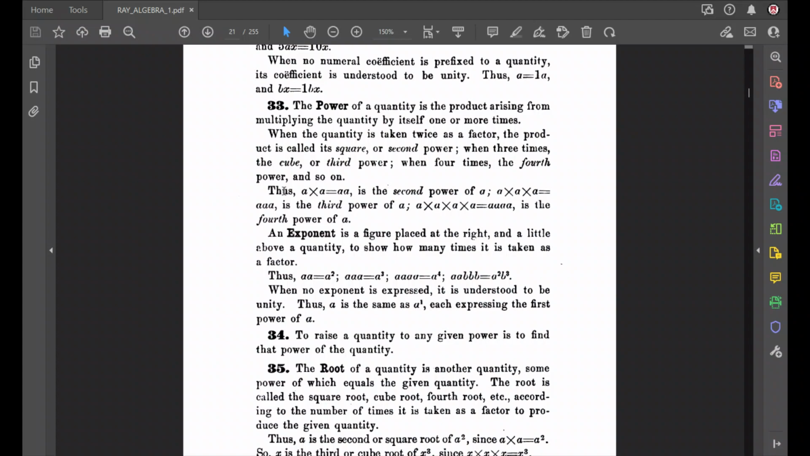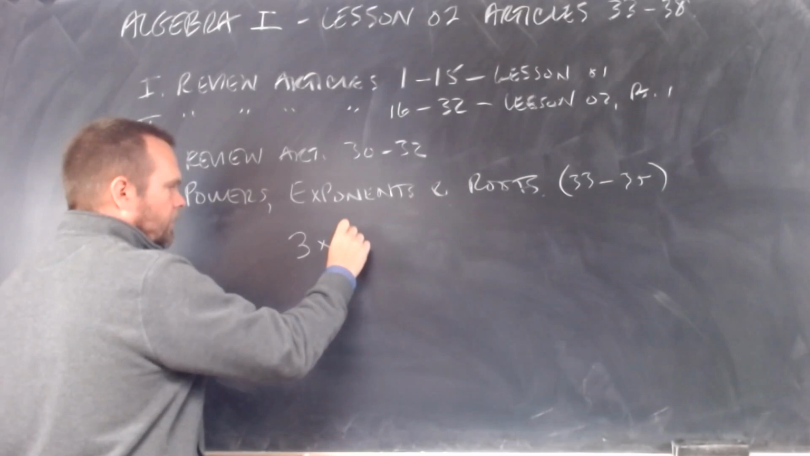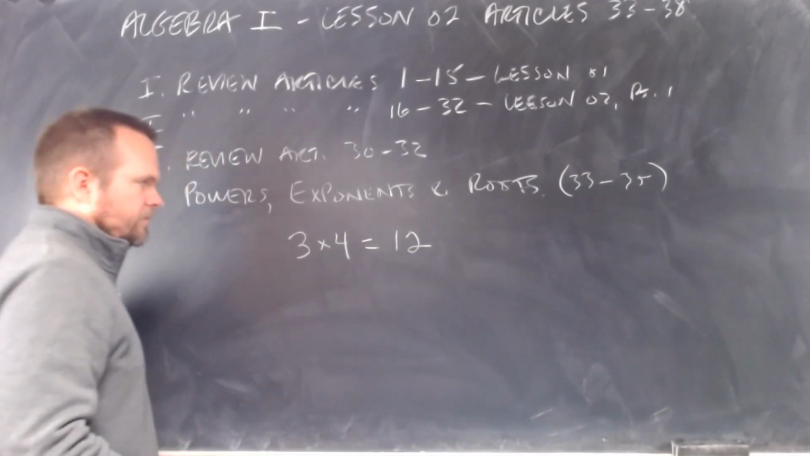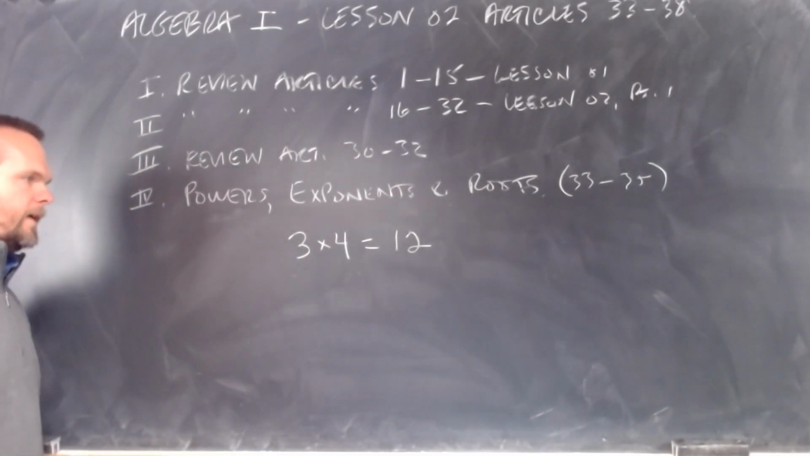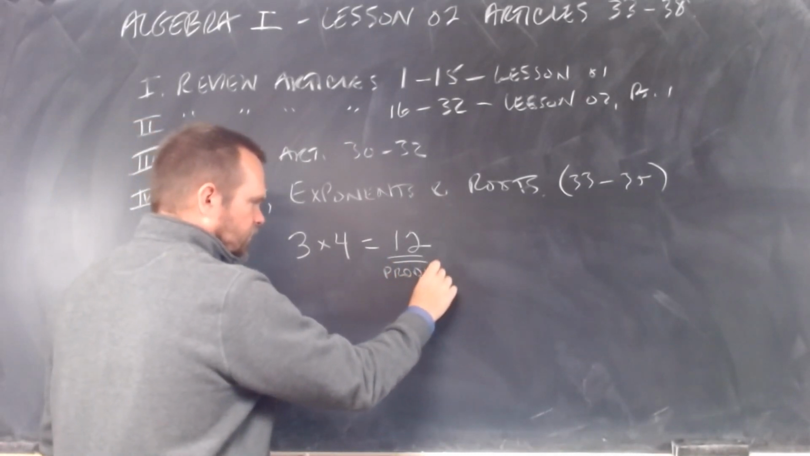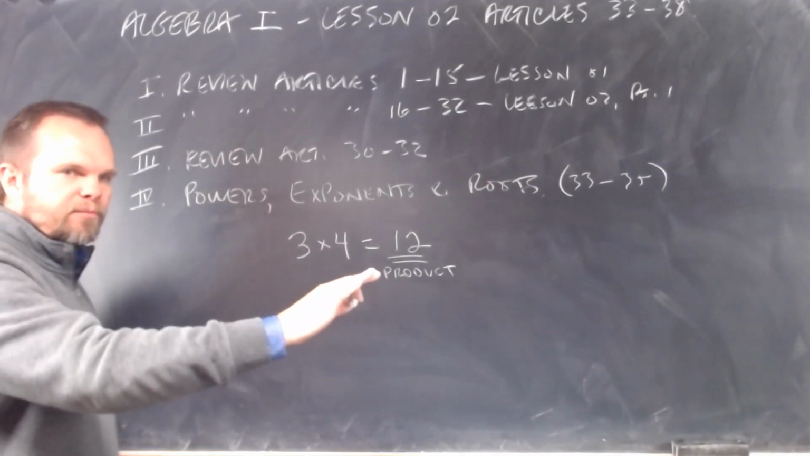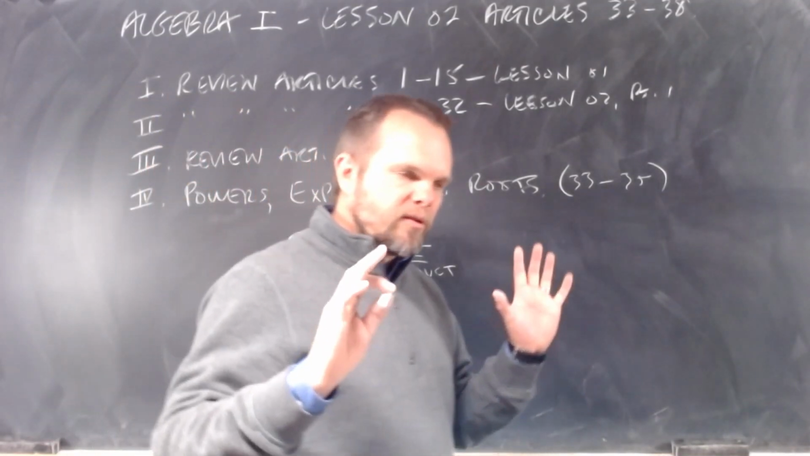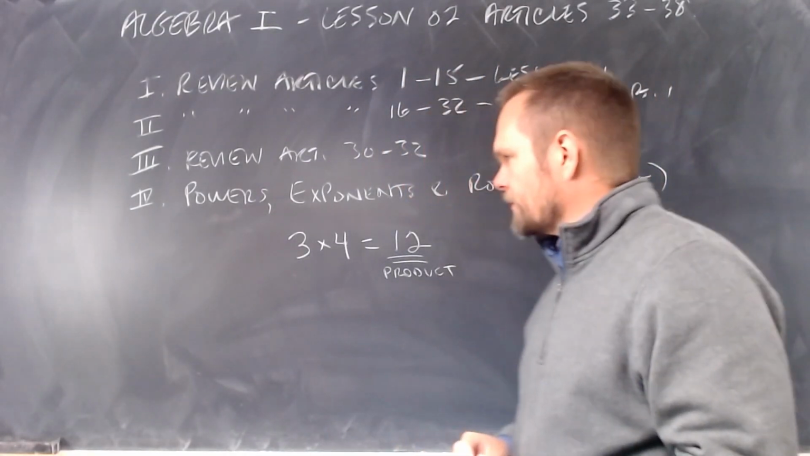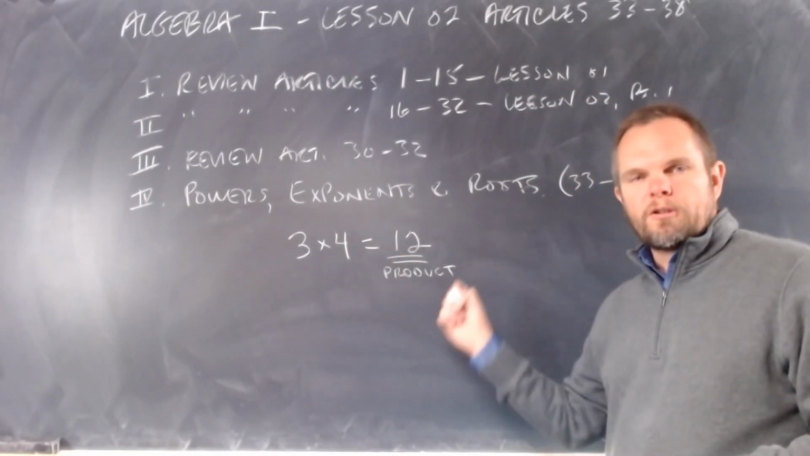If I have 3 times 4, these are the factors. The product is 12. Okay? The result of multiplication is called a product. So when you see this word product, that's what we're talking about. We're talking about the result of multiplication. Don't get confused by the vocabulary of algebra and mathematics. The product is the name of the result of multiplication.